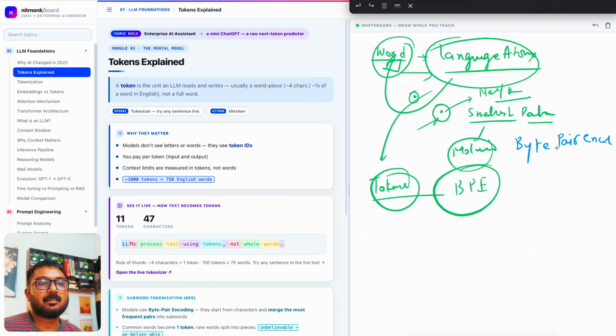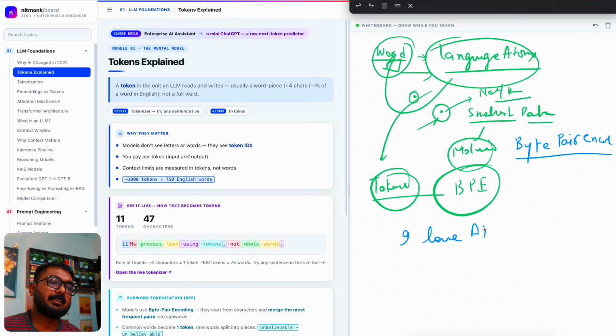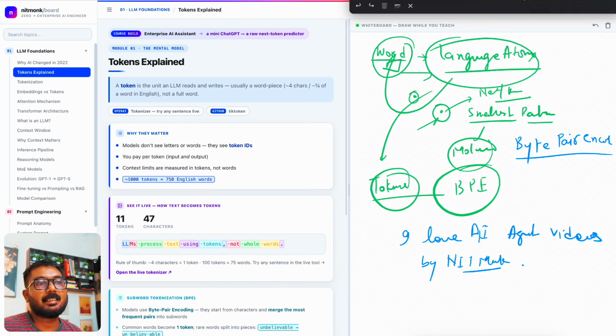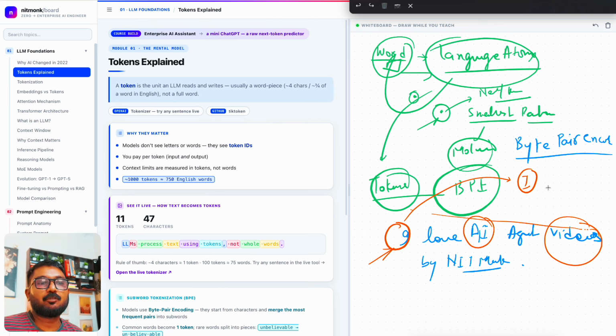Byte pair encoding. What happens is, if I tell you a sentence, I love AI agents videos by NIT Monk. If I take this sentence and try to take this word, I, a single character, I'll search the complete sentence and find that I is a standalone I sitting somewhere. I is also sitting with AI, and I is also sitting with video. Then I'll try to figure out if I can make I a standalone word or not.